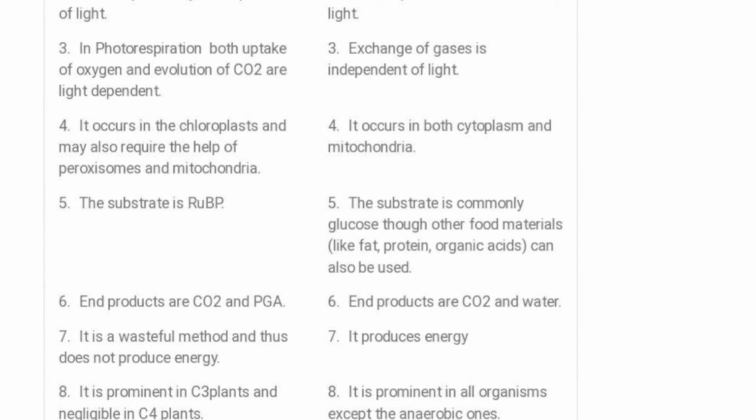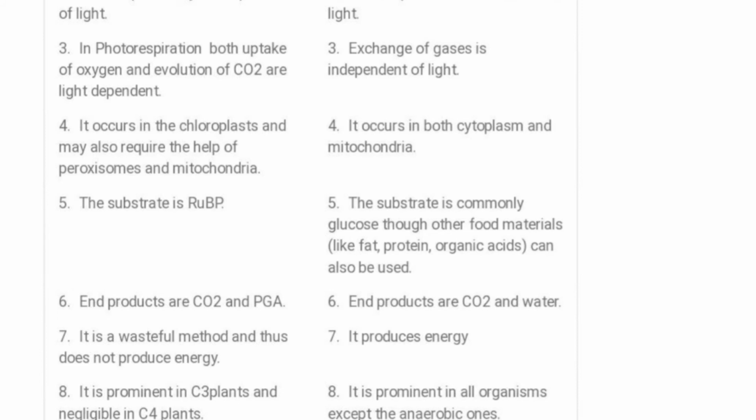Okay. Point number 6, end products. What are the end products of photorespiration? The end products of photorespiration are carbon dioxide and phosphoglyceric acid. On the other hand, in normal respiration or dark respiration, the end products are CO2 and water. That is, carbon dioxide and water. Clear?